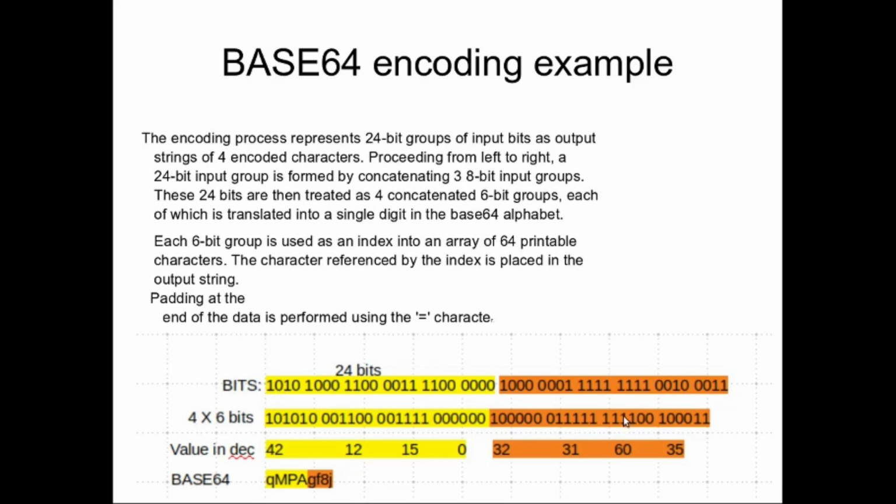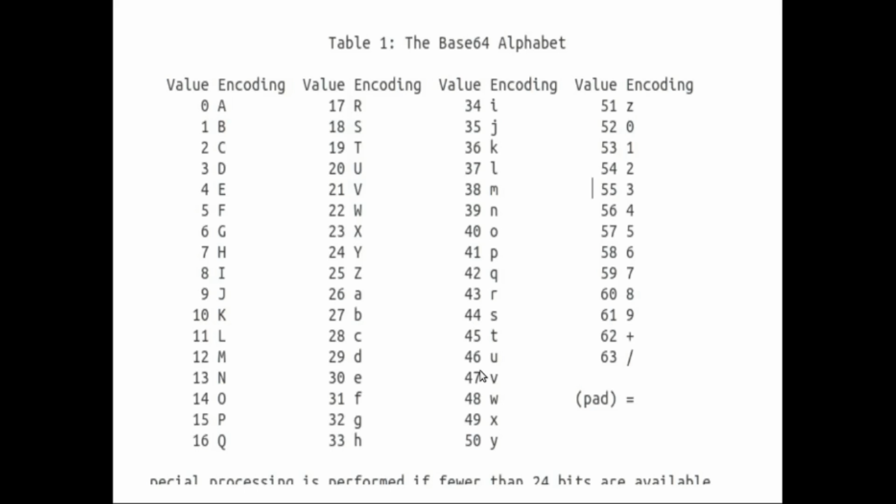Now suppose you are left with some bits at the end and you don't have a complete 24 bits, then you just pad it with equal signs. So this is the table, the base64 alphabet table.